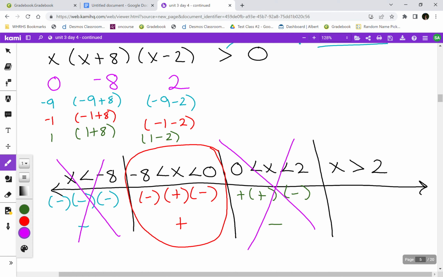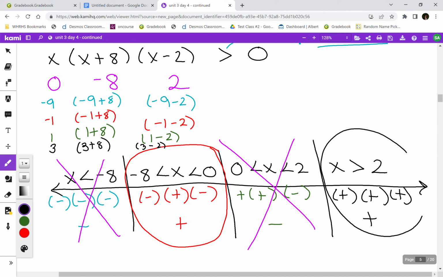We have x is greater than 2. Let's go with 3. So 3 is positive. That's just positive. 3 plus 8 is positive. And 3 minus 2 is positive. 3 positives is a positive.